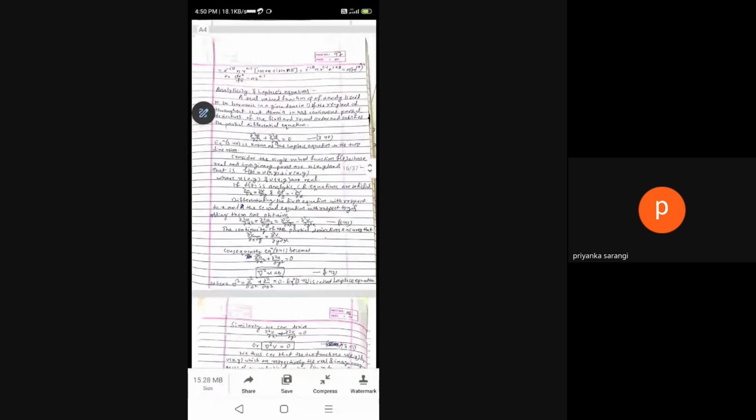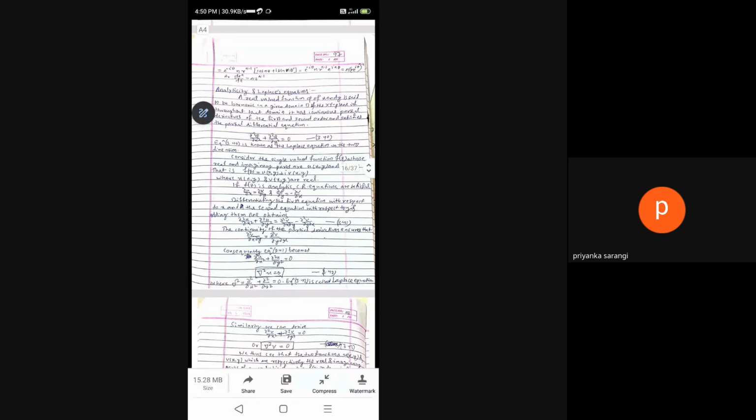So, if you consider a single valued function f(z) whose real and imaginary parts are u and v respectively, then f is equal to u plus iv, where u and v are functions of x and y. And f(z) is analytic, so your Cauchy-Riemann equations must be satisfied. That is, del u by del x is equal to del v by del y, and del u by del y is equal to minus del v by del x.